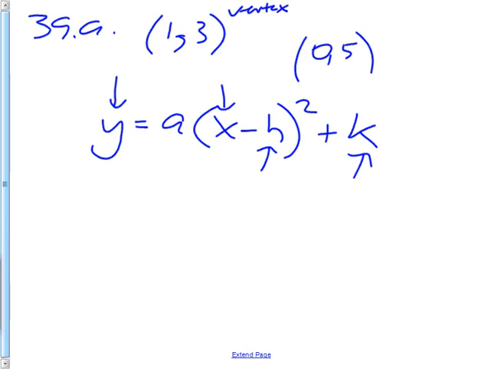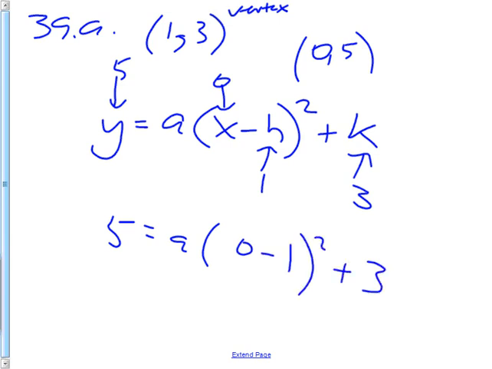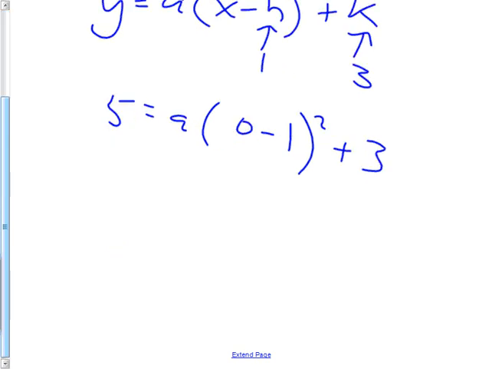The x and the y of this other point are going to be x is 0 and y is 5. And the vertex is at 1, comma 3. I'm going to rewrite it: 5 equals a times (0 minus 1) squared plus 3. All I did was stick in everything except a. Now I'm going to solve for a.